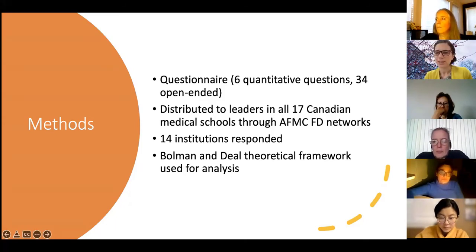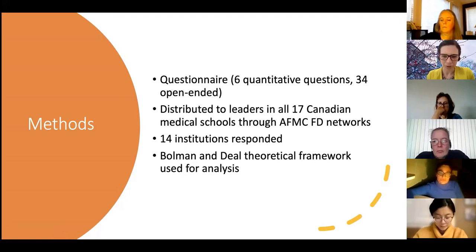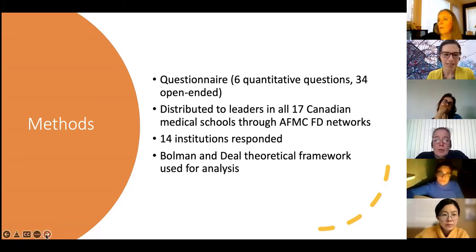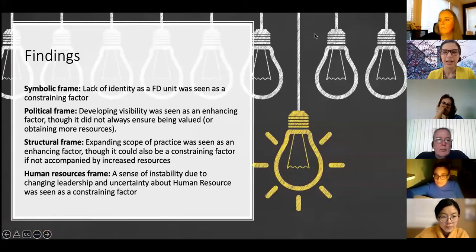So we distributed the survey to all 17 leaders of the medical schools in Canada through the AFMC, the Faculty Development Network, and 14 of those institutions responded. So one participant per institution. Again, we mentioned that the Bolman and Deal framework was the one that was used for conceptualizing the questionnaire, but also for analyzing our findings.